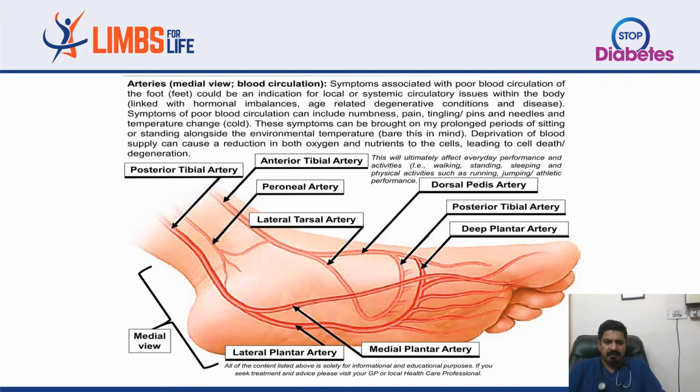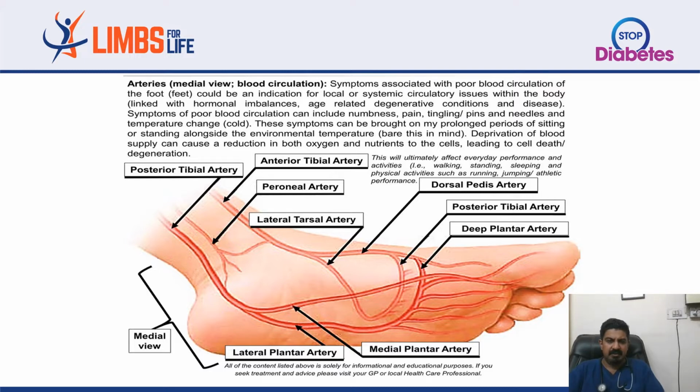So we start off with the arterial supply of the foot, which is very important. Changes in the arterial supply might be very minute in the start, but as it progresses, it can have a sudden onset, which can be seen in the form of severe pain and change of skin color.